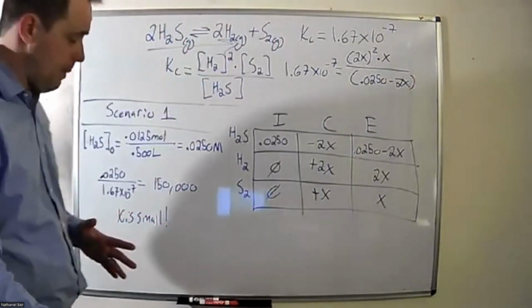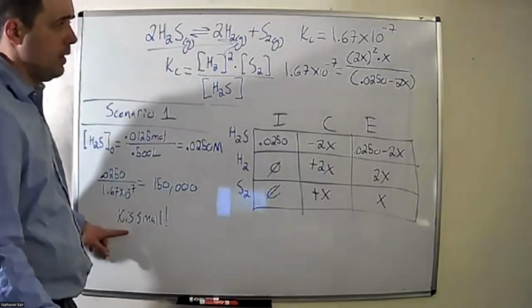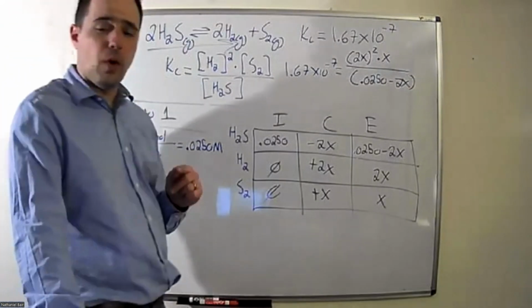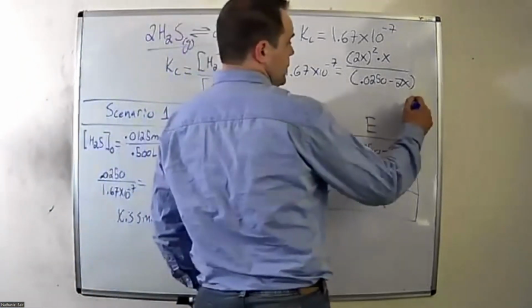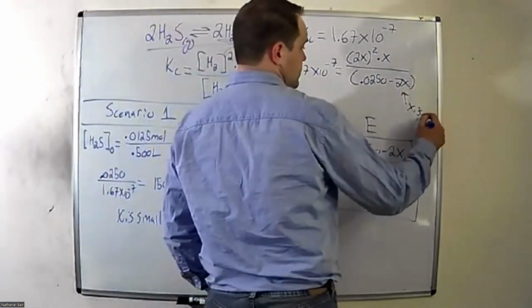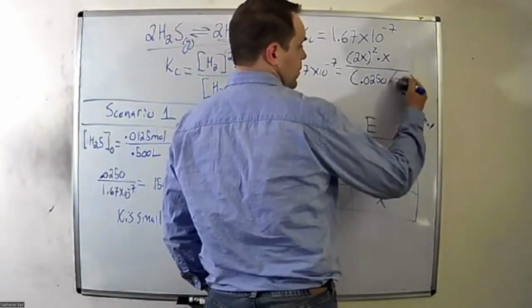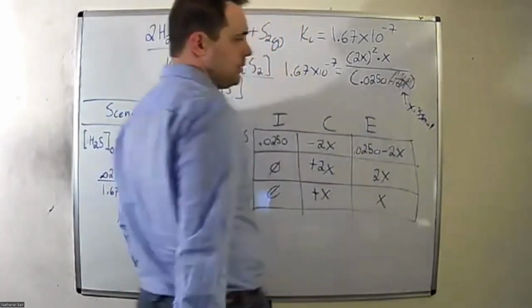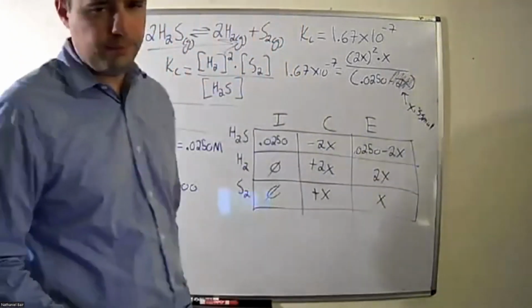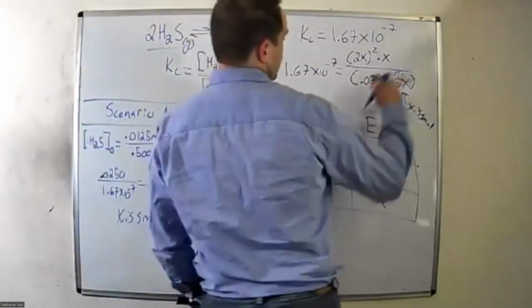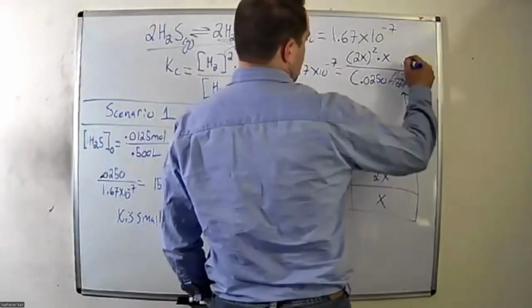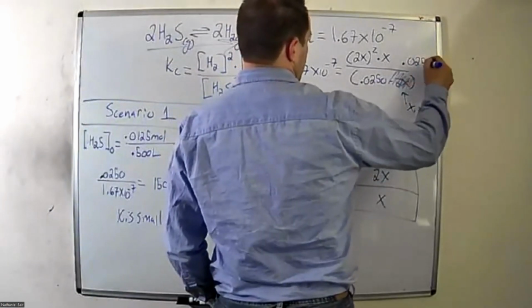Now here's the beautiful thing. X is small. So what does that mean? That means we can get rid of all plus and minus x's. So because x is small, we can get rid of that minus 2x. I always just kind of lightly cross it out. So what are we left with? Well, this is really just over 0.0250. So we're going to multiply by 0.0250.